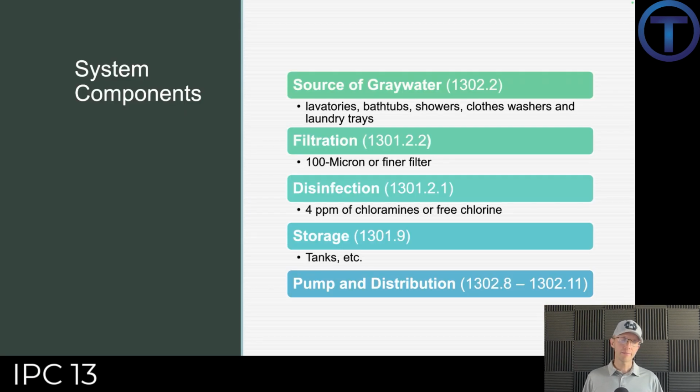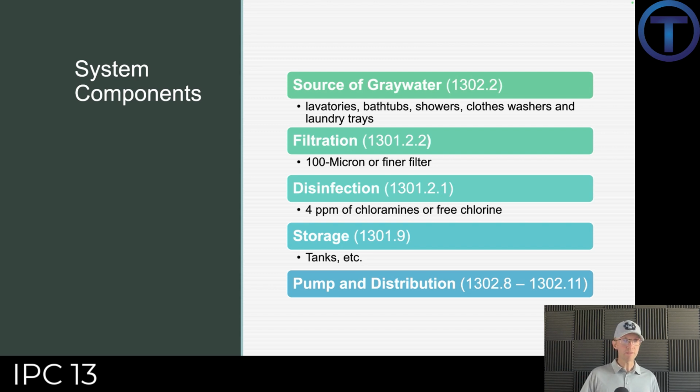All right, let's get into some code specifics, because we're not going to ignore the code altogether here. Just hitting on main points. And I'm going to point out here too, I'm not going in sequential order. I'm going in kind of order of topics, right? But these are all within chapter 13. So, 1302.2, source of gray water. We've talked about this, but it specifically states lavatories, bathtubs, showers, clothes washers, and laundry trays.